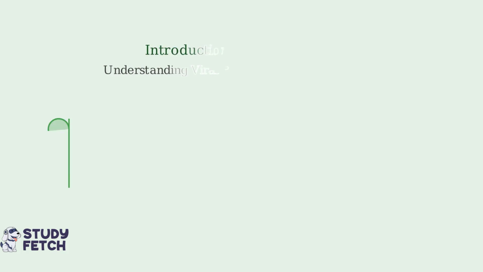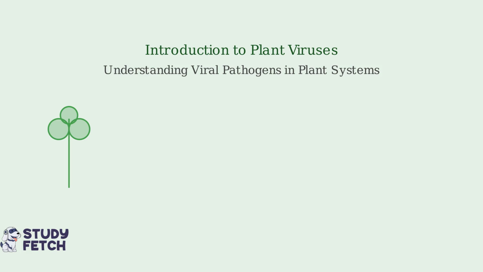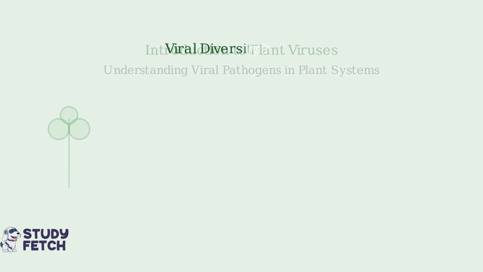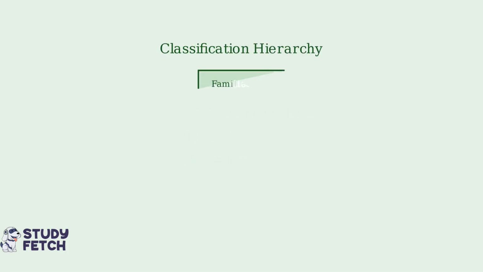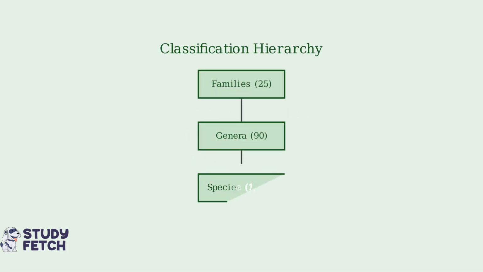Plant viruses represent a fascinating and diverse group of pathogens that have evolved specifically to infect plant hosts. This diverse group includes approximately 1,300 distinct species, organized across 90 genera and 25 families. This classification system organizes plant viruses into a clear hierarchy, from broad families down to specific species.